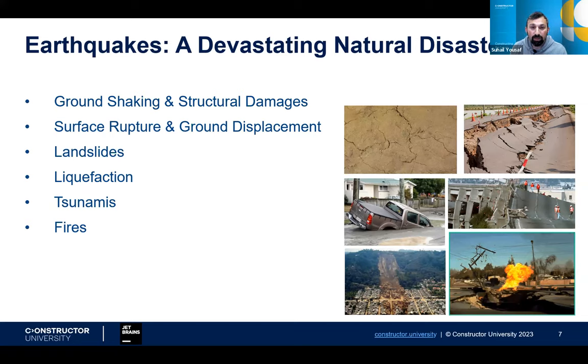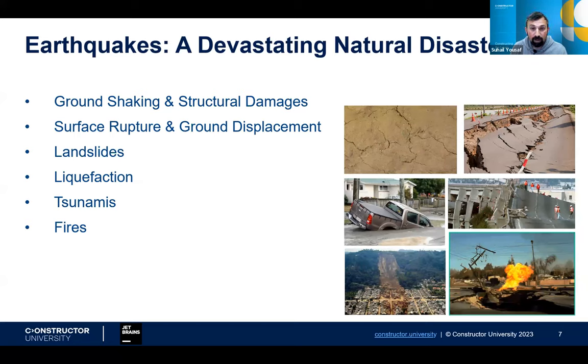For example, ground shaking. The violent shaking of the ground is the primary contributor to property losses and personal injuries during earthquakes. It can cause buildings, bridges, and other structures to sway, crack, or collapse, leading to devastating consequences for communities. Ground rupture involves the visible displacement of the Earth's surface along a fault line. This can lead to the formation of surface ruptures, damaging roads, pipelines, and other linear structures built across the fault zone. Liquefaction.